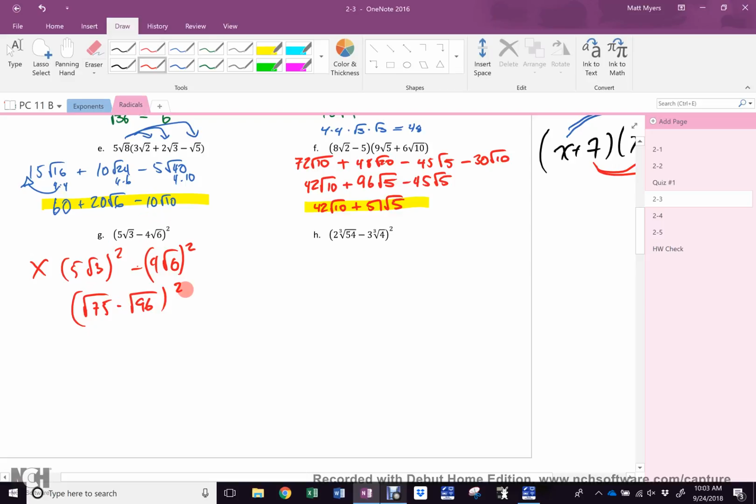Okay, so even if you got to there, a bunch of kids in this room will still write root 75 squared minus root 96 squared. Is that right? No. Why?